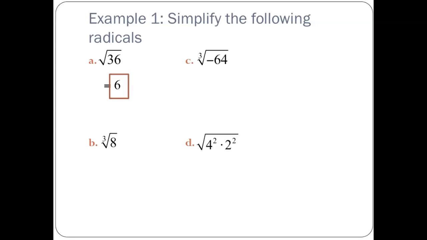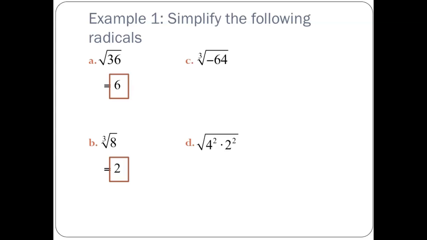Next we have the cube root of 8. So this is asking you, what number do I cube in order to get 8? What number to the third power will give me 8? Well, 2 times 2 times 2 is equal to 8, so our answer here would be 2.